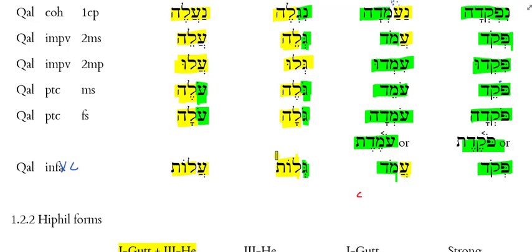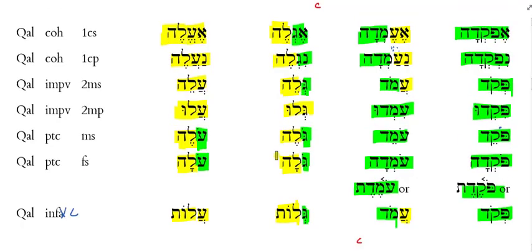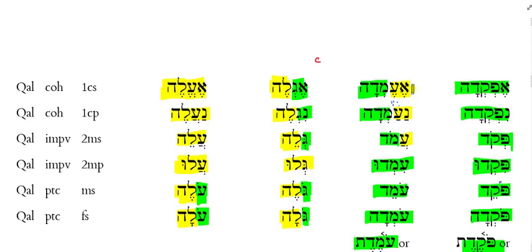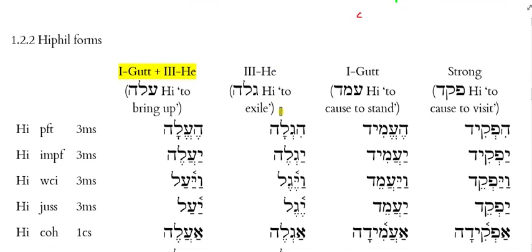I'm belaboring this just so that you can get a sense for the fact that most of these forms are really just taking the yellow of each part and combining them to create the doubly weak verb. We won't spend so much time on the rest of these forms. All right.